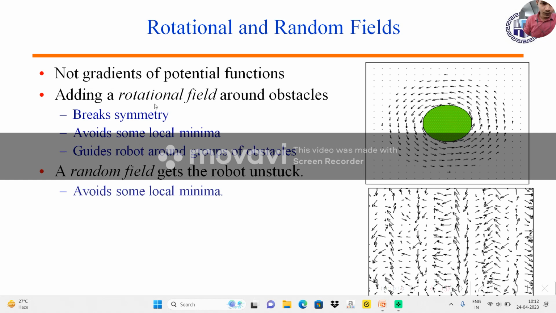Adding a rotational field around the obstacles breaks symmetry, avoids some local minima, and guides the robot around groups of obstacles. A random field gets the robot unstuck and avoids some local minima. Similarly, over here the random field will also move the robot to another direction, and from there the robot tries to reach the goal state.